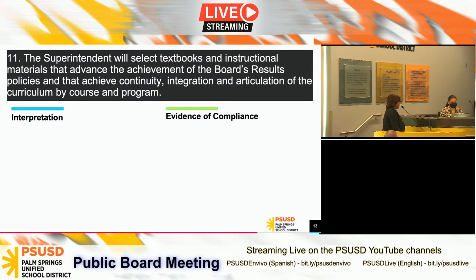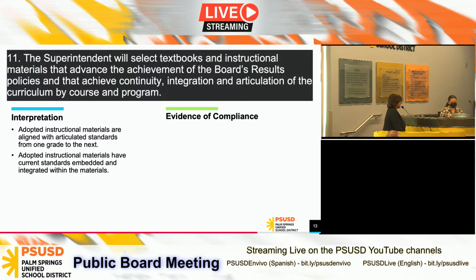Number 11, the superintendent will select textbooks and instructional materials that advance the achievement of the board's results policies and that achieve continuity, integration, and articulation of the curriculum by course and program. Our interpretation is that adopted instructional materials are aligned with articulated standards from one grade to the next. Adopted instructional materials have current standards embedded and integrated within the materials. And there is a sequence of courses and instruction which build foundational and prerequisite skills.